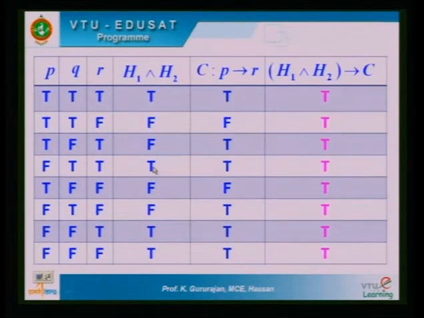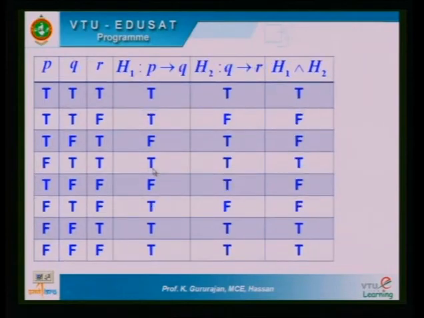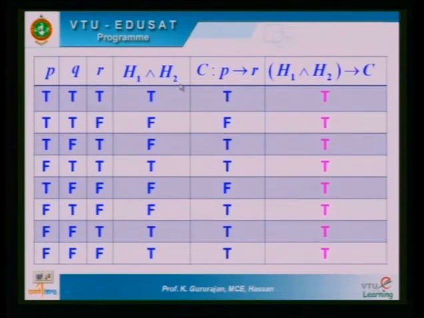Again, similarly, the fourth row: H1 is true, H2 is true, therefore I will write T here. Maybe the last seventh and eighth rows also will have the truth value true. For other instances, it is false. Now, I want to construct the truth table of H1 and H2 implying C.